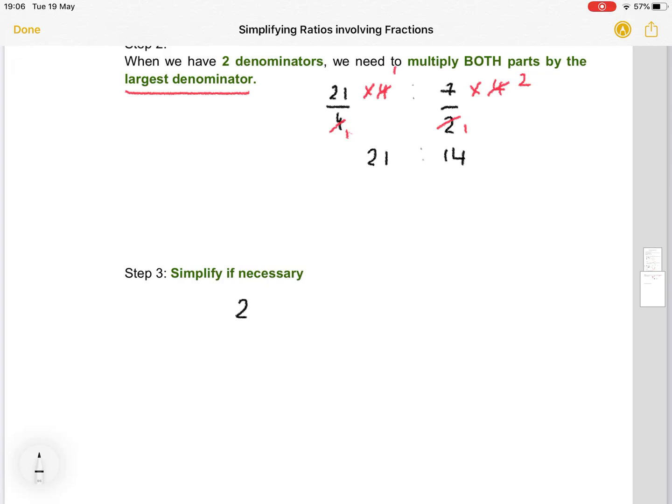So 21 is to 14. Both parts can be divided by 7. 21 divided by 7, it's 3. 14 divided by 7, it's 2. 3 is to 2 cannot be simplified further, so that is the final answer. Okay?